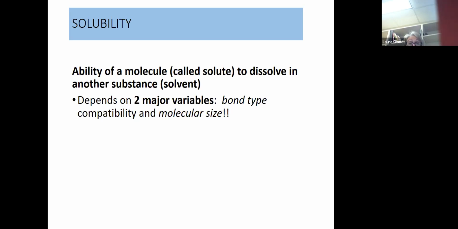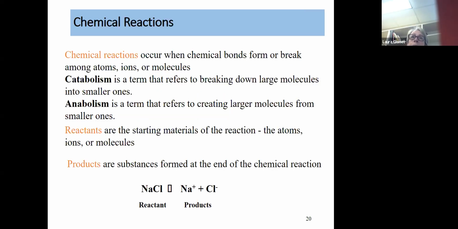What won't dissolve or be soluble is when you have incompatible bond types, water and something like molecules in the lipid family. They repel each other.